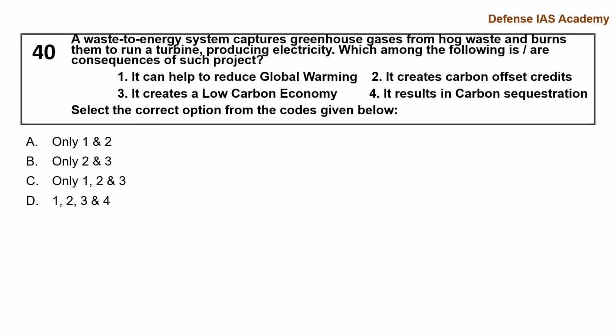Question 40. A waste to energy system captures greenhouse gases from hog waste and burns them to run a turbine, producing electricity. Which among the following are consequences of such a project? 1. It can help to reduce global warming. 2. It creates carbon offset credits. 3. It creates a low carbon economy. 4. It results in carbon sequestration.